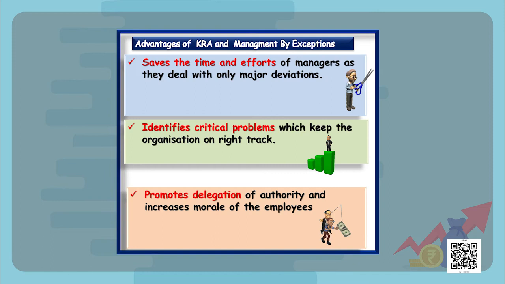Now what are the advantages of key result areas and management by exception? It saves the time and efforts of managers as they deal with only major deviations. Then it identifies the critical problems which keep the organization on the right track. Then it also promotes delegation of authority and increases morale of the employees.